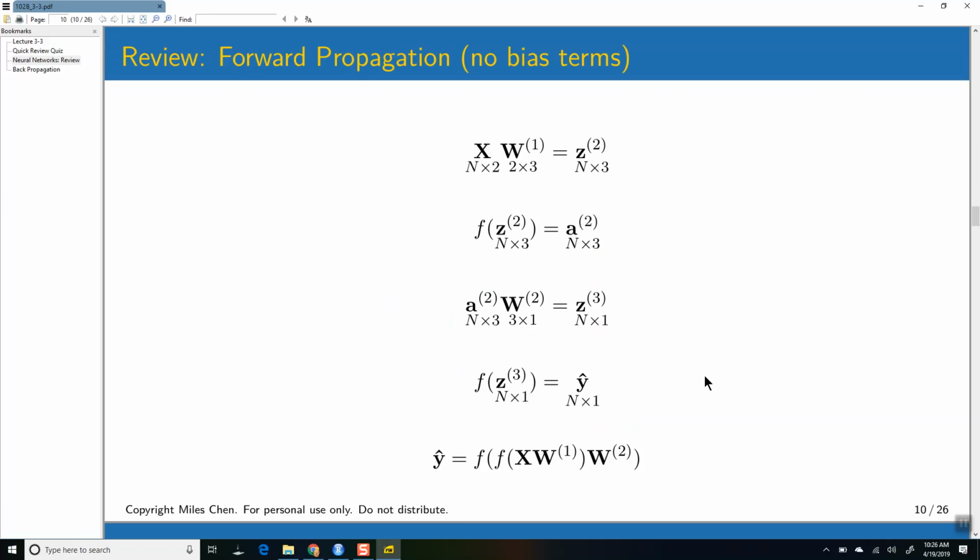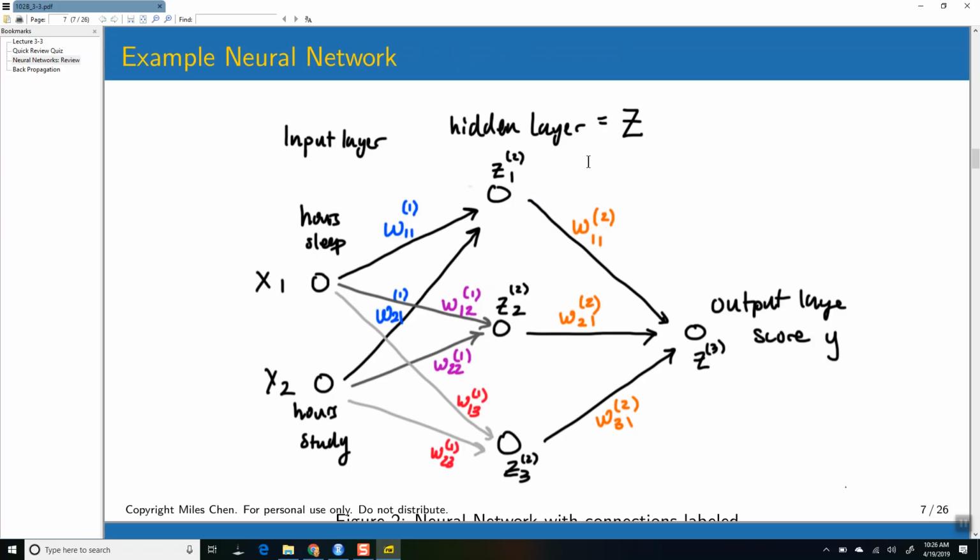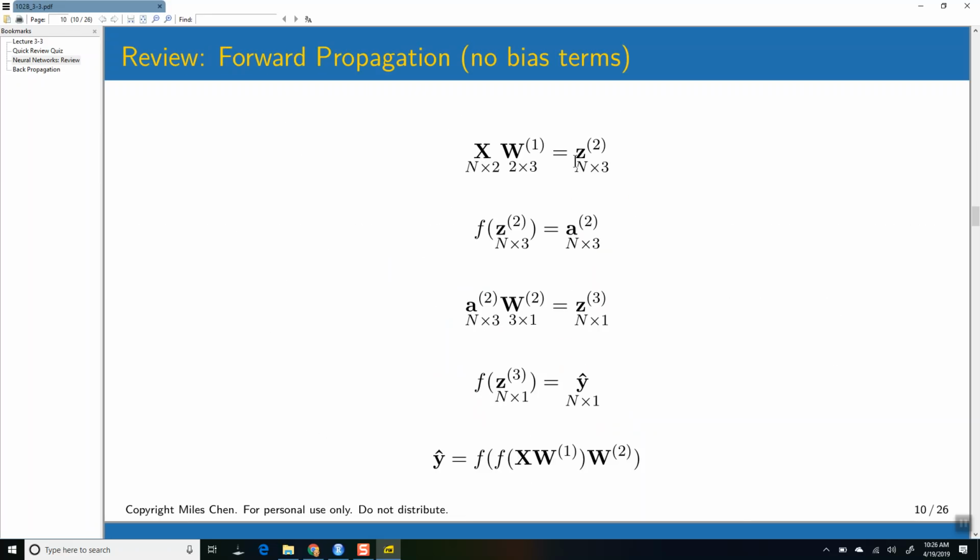And so just reviewing all of these things, we do X times W to get Z. So that's X times our weight matrix W, that becomes the values going into Z. We pass Z through our activation function F, okay? Which does not change our dimensions, so Z is n by 3, A remains n by 3. We multiply A by the second weight matrix, which is 3 by 1, so that becomes n by 1, that's going to be Z3, and we pass that through our activation function F, and we get Y hat, which is going to be n by 1.